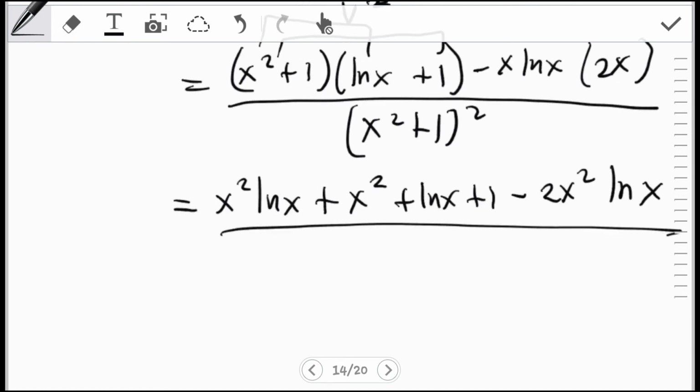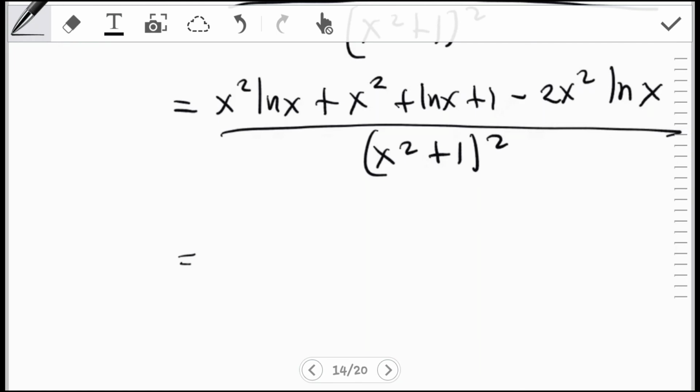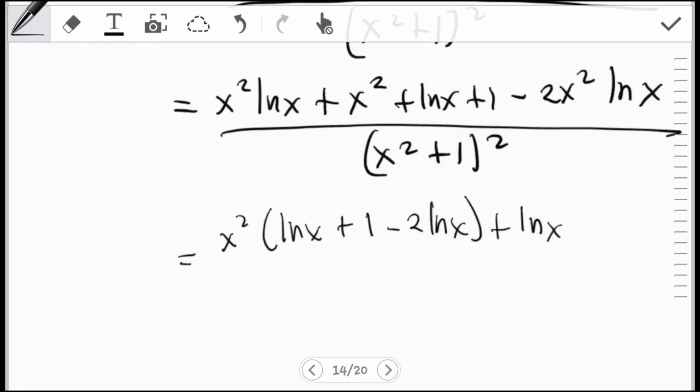Over x squared plus 1. Okay, so simplify. x squared times the ln x, then plus 1, then minus 2 ln x. Okay. And then plus ln x, then plus 1.